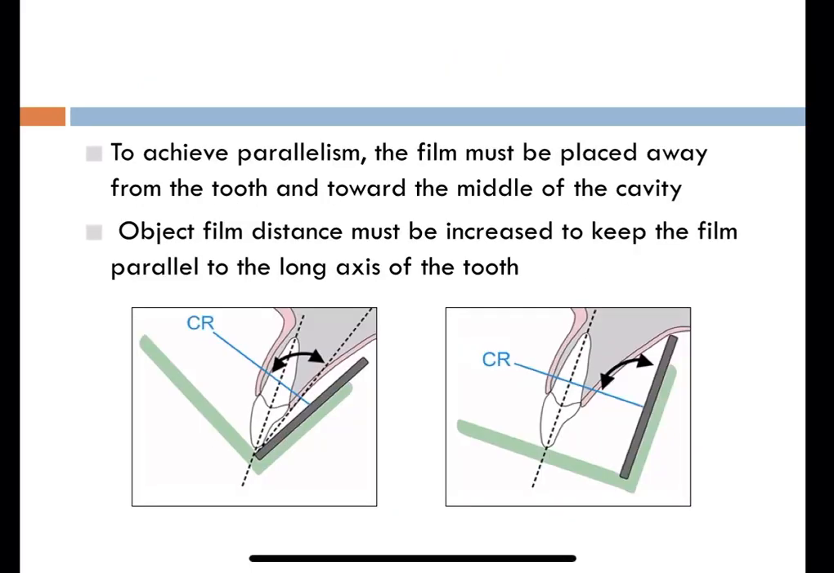So the main principle is that the central ray should be perpendicular both to the long axis of the tooth as well as to the film, and to obtain this parallelism, the distance between the film and the object is increased. Okay, so the film is placed away from the tooth towards the middle of the oral cavity, so that there is increased distance between the object and the film, and both the film and the tooth will be parallel to each other, so that the central ray will be perpendicular both to the film as well as to the long axis of the object or the tooth, right? So that the exact principle is achieved.